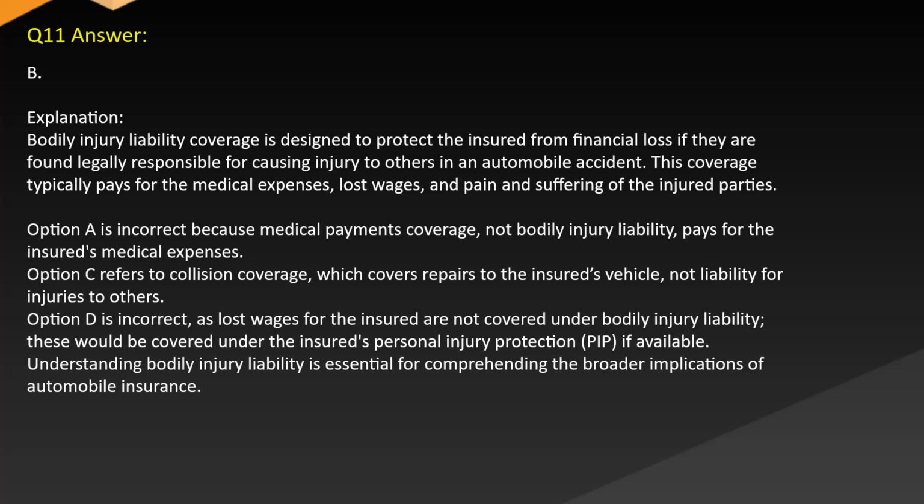Option A is incorrect because medical payments coverage, not bodily injury liability, pays for the insured's medical expenses. Option C refers to collision coverage, which covers repairs to the insured's vehicle, not liability for injuries to others. Option D is incorrect as lost wages for the insured are not covered under bodily injury liability. These would be covered under the insured's personal injury protection (PIP) if available. Understanding bodily injury liability is essential for comprehending the broader implications of automobile insurance.